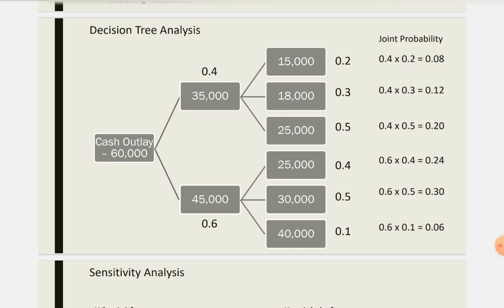And at the other side of the spectrum, you have a 6% chance that you'll get 45,000 the first year and 40,000 the second year, and so that's about 85,000 in total. So that's really the range of probabilities that you can span across.